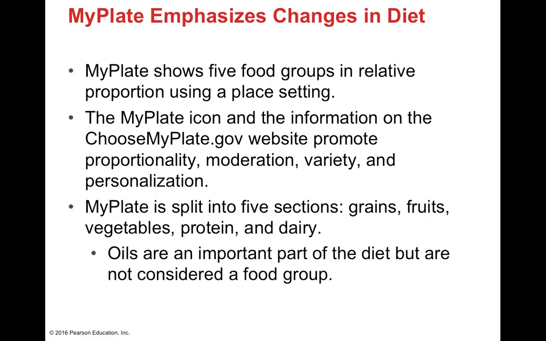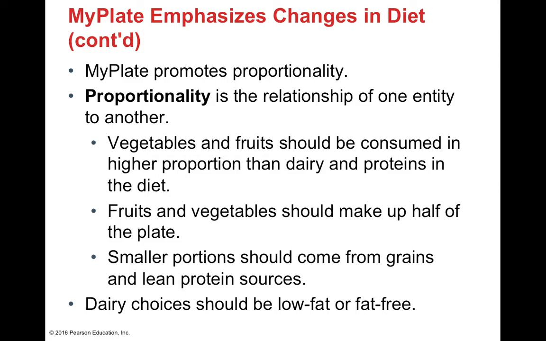Again, it's split into 5 sections: grains, fruits, vegetables, protein, and dairy. And while oils are an important part of the diet, they're not considered a food group. Again, proportionality is one of the most important things in changing your diet in a healthier manner. Proportionality is the relationship of one group to another. So vegetables and fruits should be consumed in higher proportion than dairy and proteins.